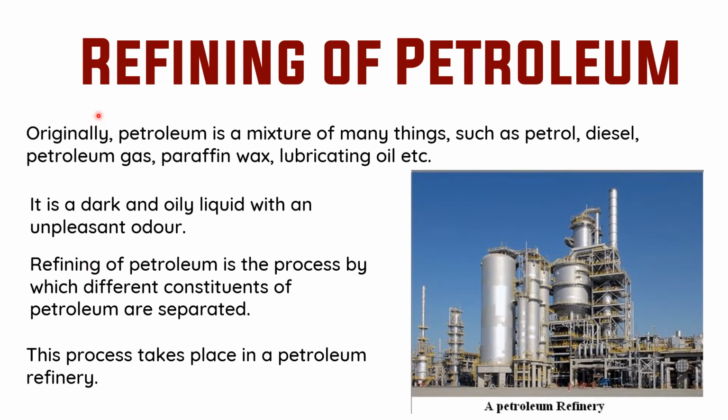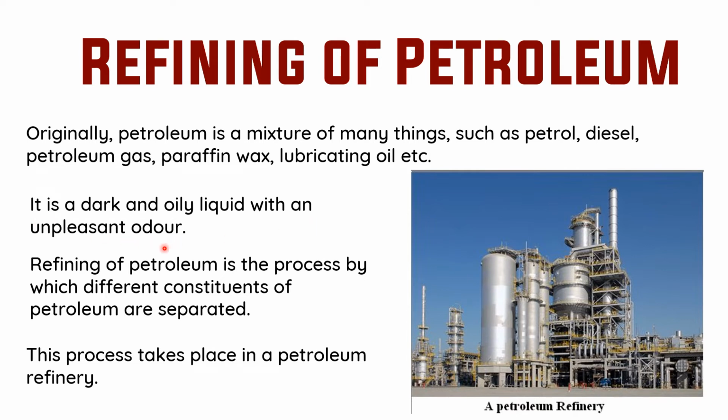Next, refining of petroleum. Originally, petroleum is a mixture of many things such as petrol, diesel, petroleum gas, paraffin wax, lubricating oil, etc. Many other things are also there. And in this picture you can see a petroleum refinery. Petroleum is a dark and oily liquid with an unpleasant odor.